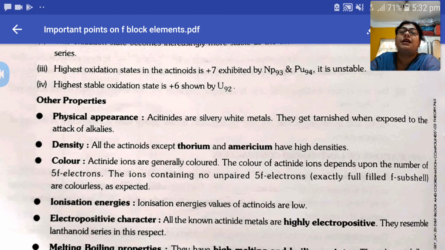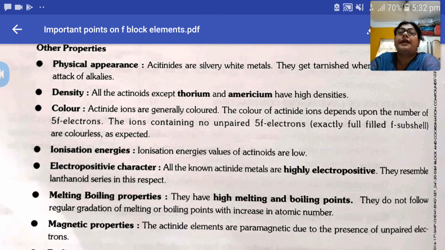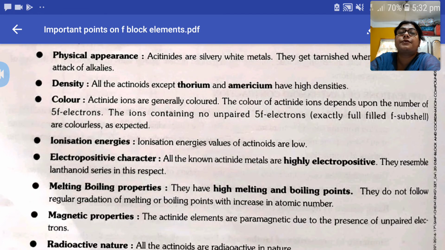So the ions containing no unpaired 5f electrons or an exactly filled 5f shell are colorless, as usual in the case of 4f. We saw that 4f0 and 4f14 were colorless because there were no unpaired electrons in the 4f orbital. Similarly, the same case is here, but for the 5f orbital. The ionization energy values of actinoids are low, so they will have low ionization energy. Then all the actinide metals are highly electropositive. They resemble the lanthanide series in this respect. That means lanthanides as well as actinoids are metals and highly electropositive.